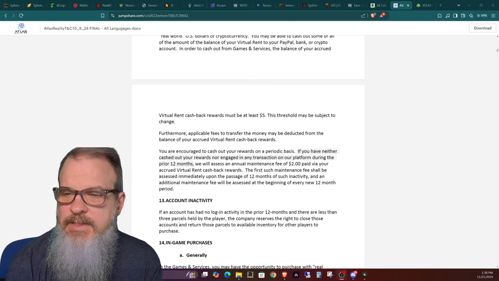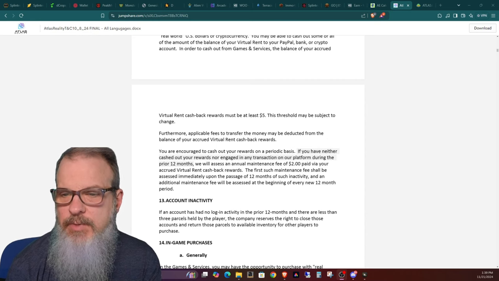And I highlighted this sentence because it bears repeating. If you have neither cashed out your rewards nor engaged in any transaction on our platform during the prior 12 months, they'll assess the annual maintenance fee.